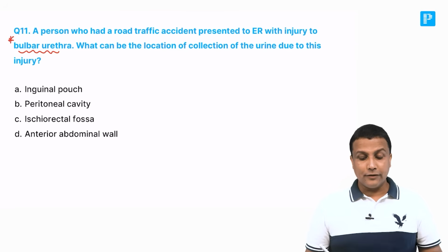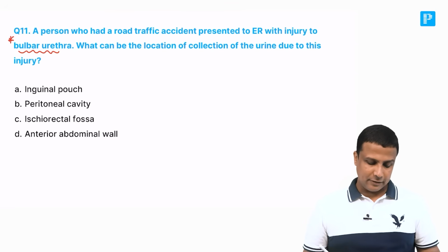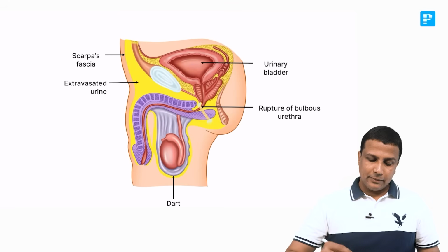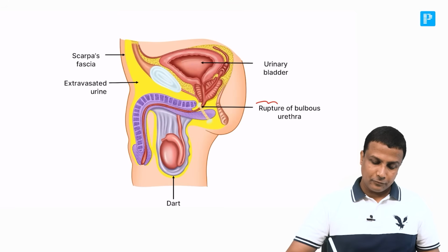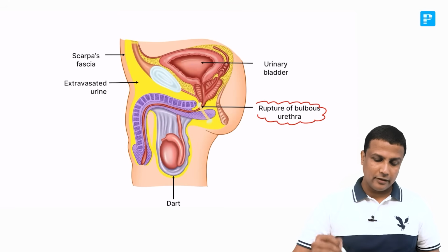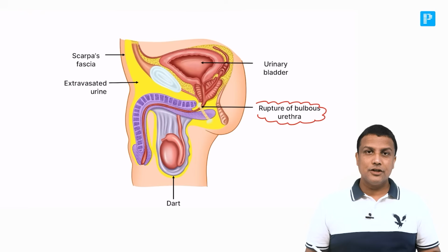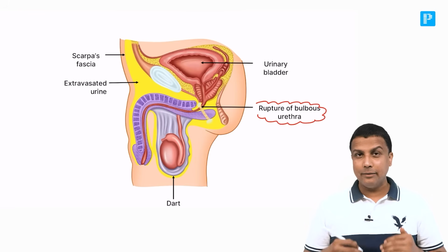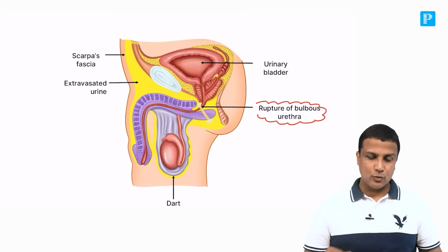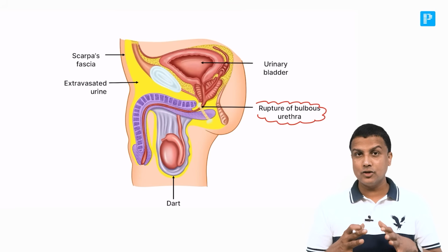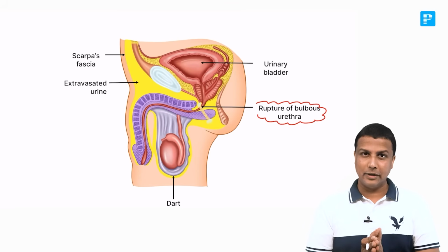What can be the location of collection of urine due to this injury? Now, my dear doctors, let us see here one by one. Now, if the bulbar urethra is ruptured, first of all, remember the example here. Rupture of bulbar urethra will be due to straddle injury. Straddle injury is nothing but riding a bicycle on a bumpy road. So when the person is riding the bicycle on the bumpy road, there will be straddle injury. What is going to happen? Bulbar urethra will be ruptured.